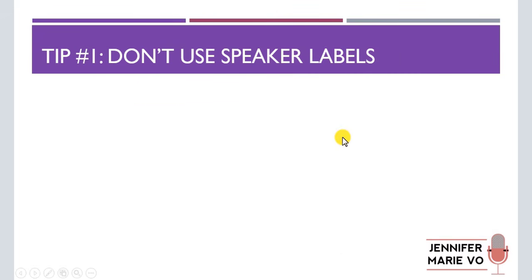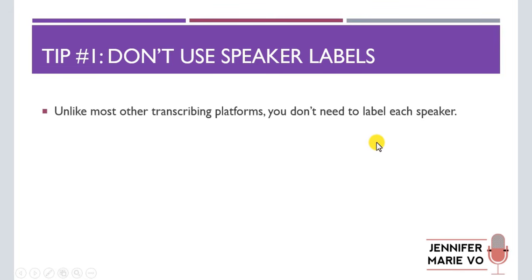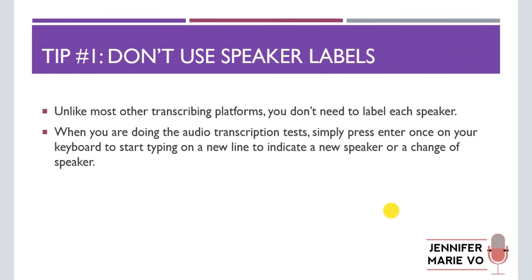Okay, tip number 1 is don't use speaker labels. Unlike most other transcribing platforms, you don't need to label each speaker. When you are doing the audio transcription test, simply press Enter once on your keyboard to start typing on a new line to indicate a new speaker or a change of speaker. So you don't need to put any dashes or anything to indicate a speaker change, you just need to write on a new line.